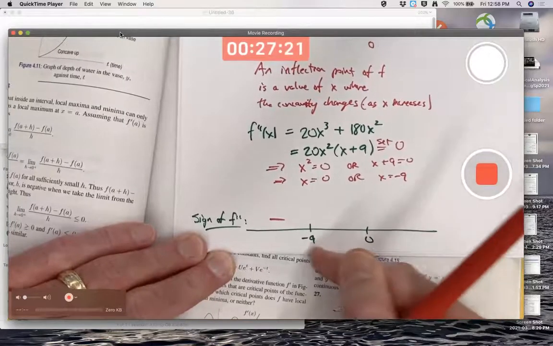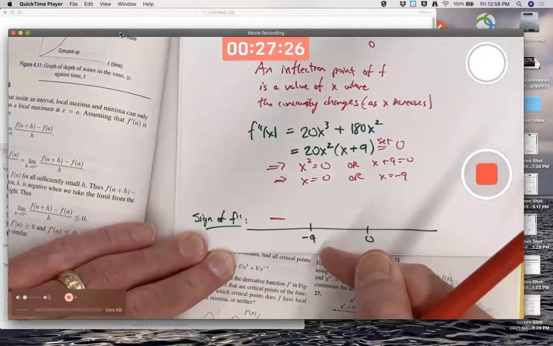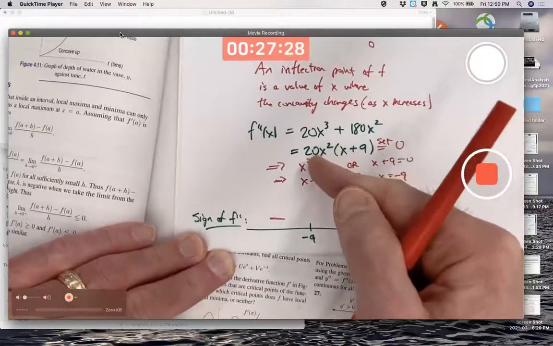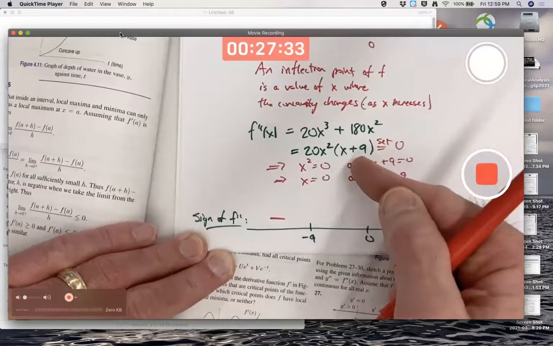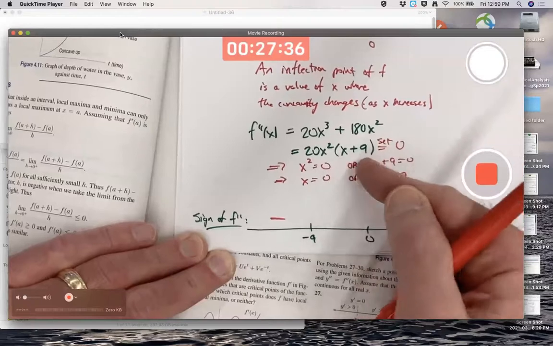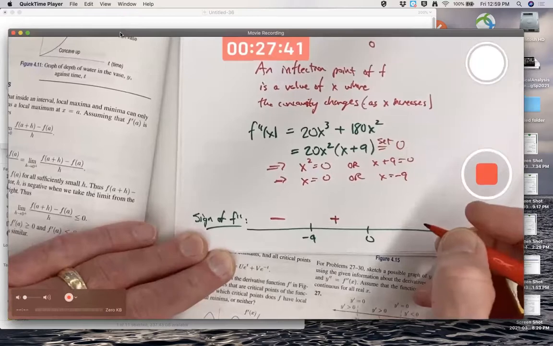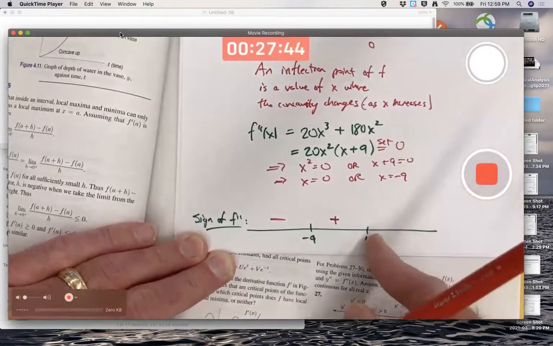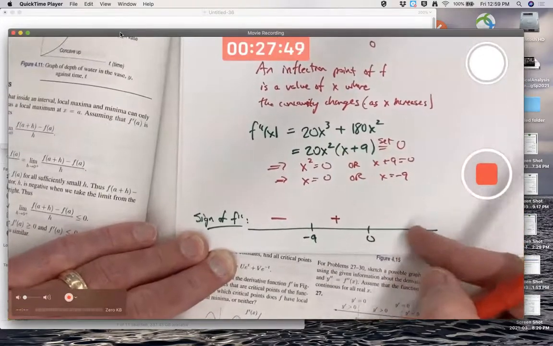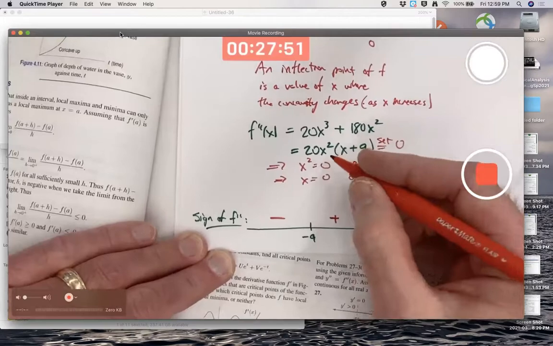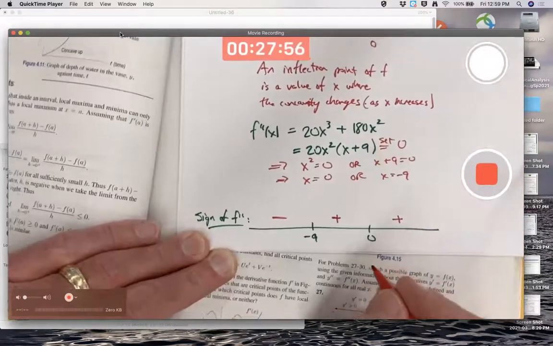When x is between negative 9 and 0, like negative 4 or negative 5, for example, you plug in x equals negative 4 here, you get 20 times negative 4 squared is still positive. Negative 4 plus 9 is positive. Positive times positive is positive. The sign of f double prime is positive there. It does not change back to negative as we increase through 0 because of the square there. You plug in a positive number, like 1, you get positive times positive still. The second derivative is 0 at x equals 0.